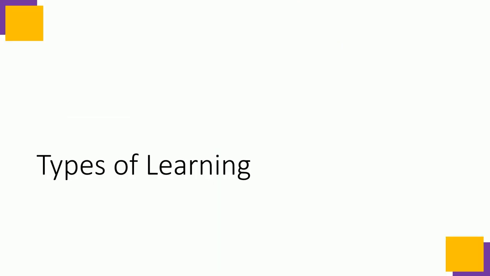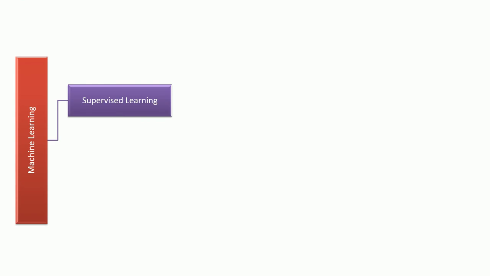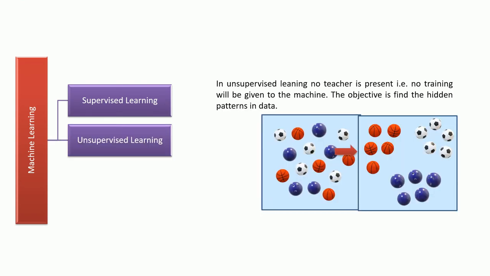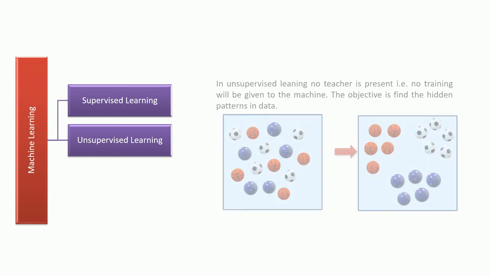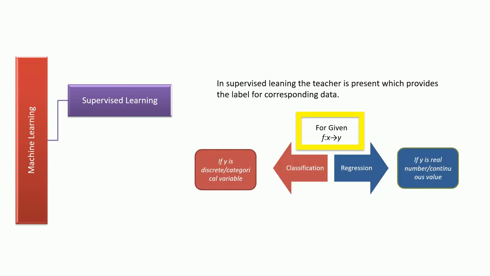Then there are three types of machine learning. One is supervised learning, one is unsupervised learning, and one is reinforcement learning. So let's see everything in detail.